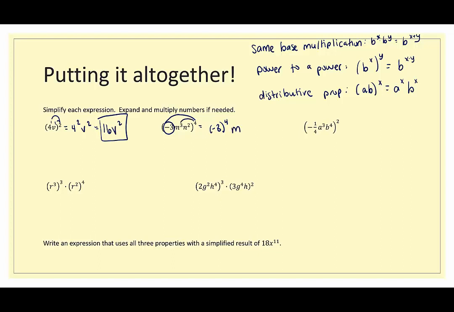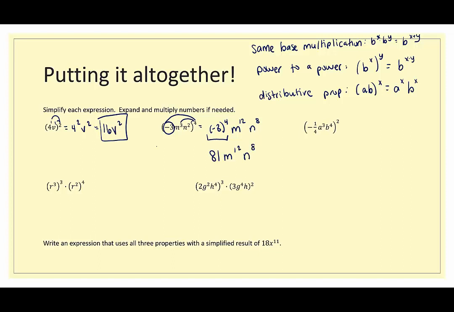When it's power to a power, what do I do with that 3 and that 4? I multiply it. We get m to the 12th. And then here we have n squared to the 4th. That would be n to the 8th. We do want to clean this up. Negative 3 quantity squared is 81, and then we would have m to the 12th, n to the 8th.